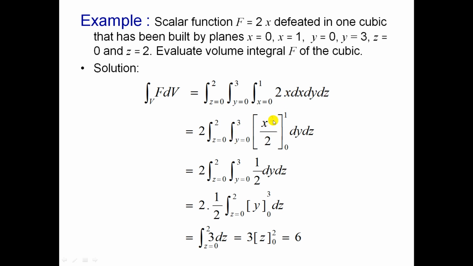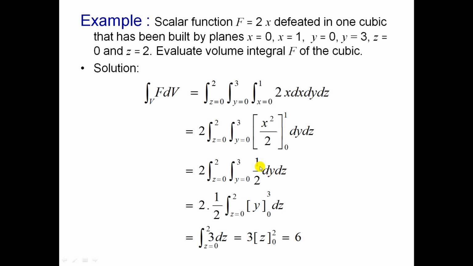Integration of x will be x square by 2, then the limits are 0 to 1, dy dz. Put the upper limit x equal to 1 and lower limit x equal to 0. 1 square is 1, 0 square will be 0, 1 minus 0 will be 1. So remaining is, after substitution and simplification, 1 by 2. Then 2 into 1 by 2 is constant, z equal to 0 to 2, y equal to 0 to 3, 1 into dy dz. So next integrate with respect to y.